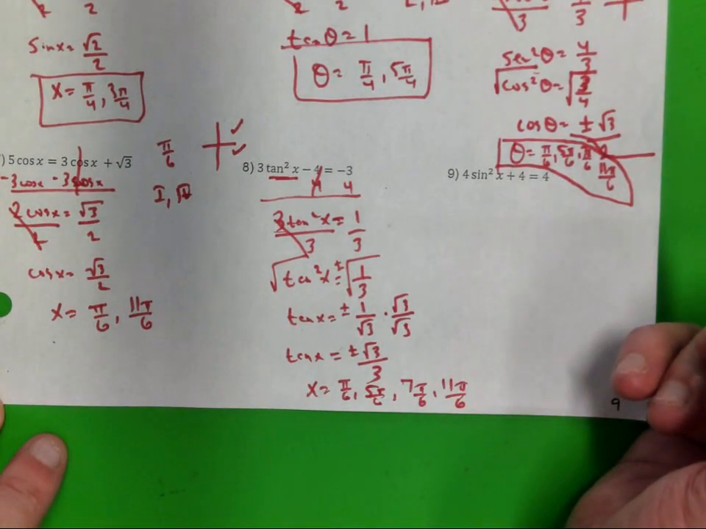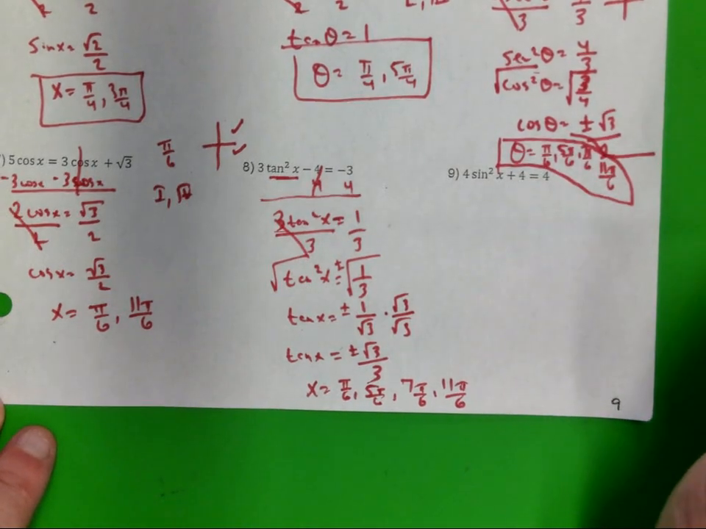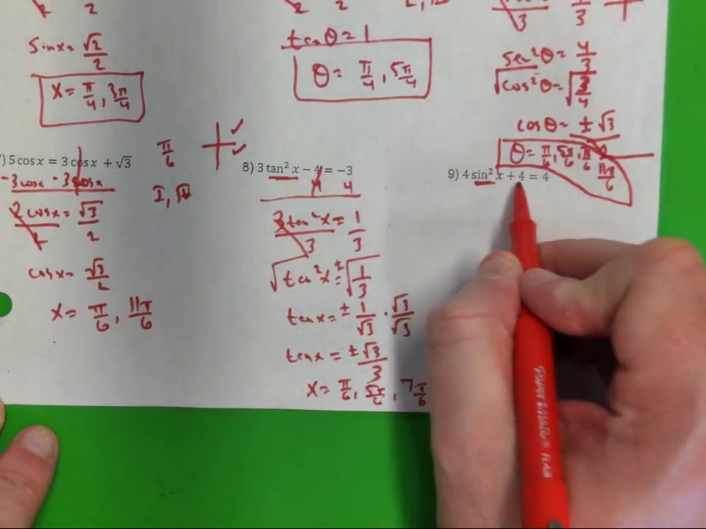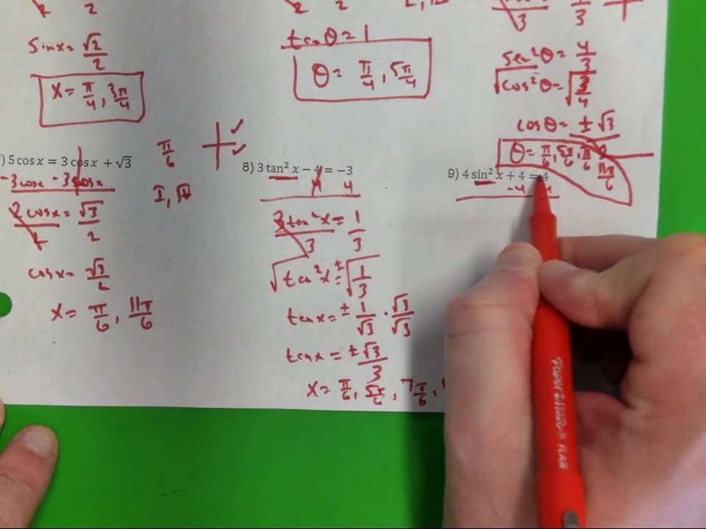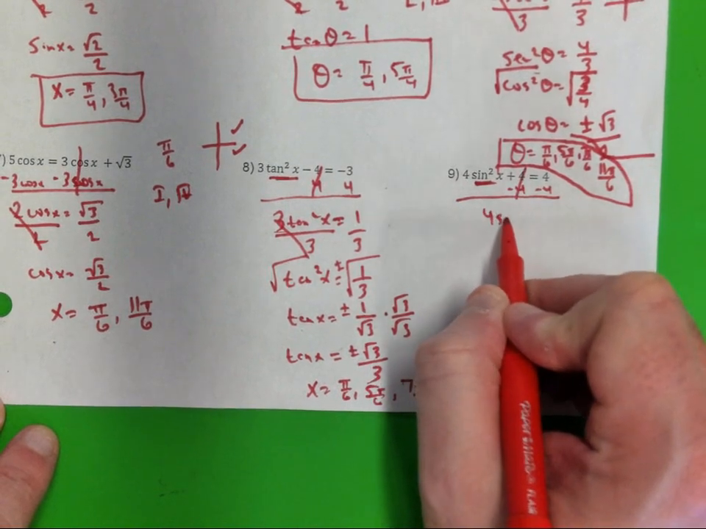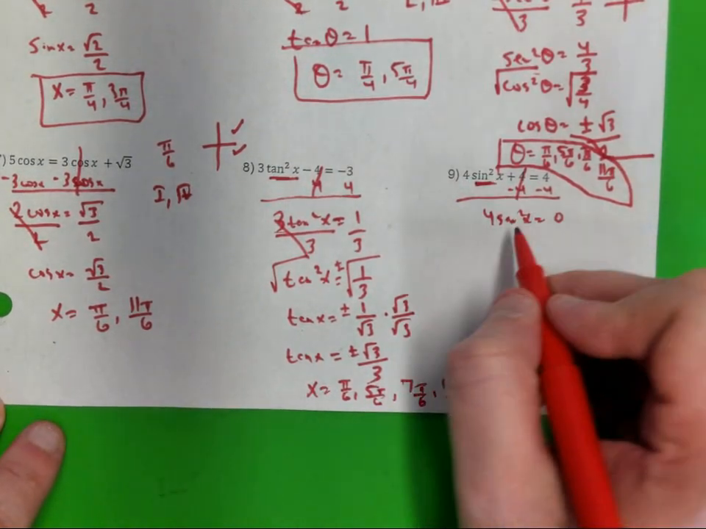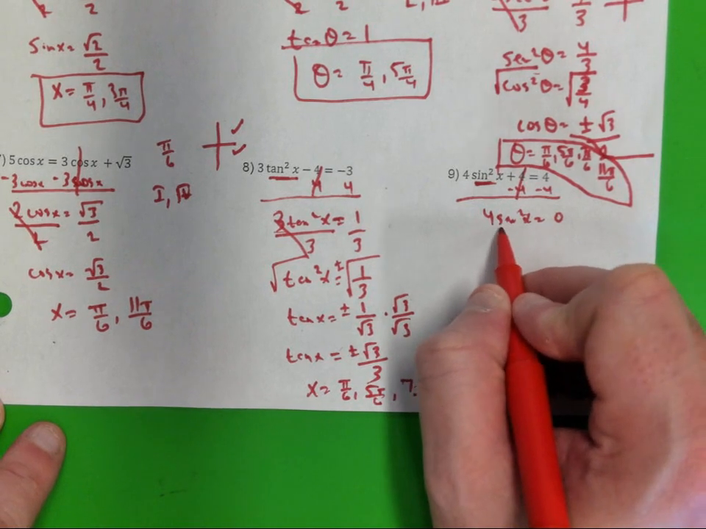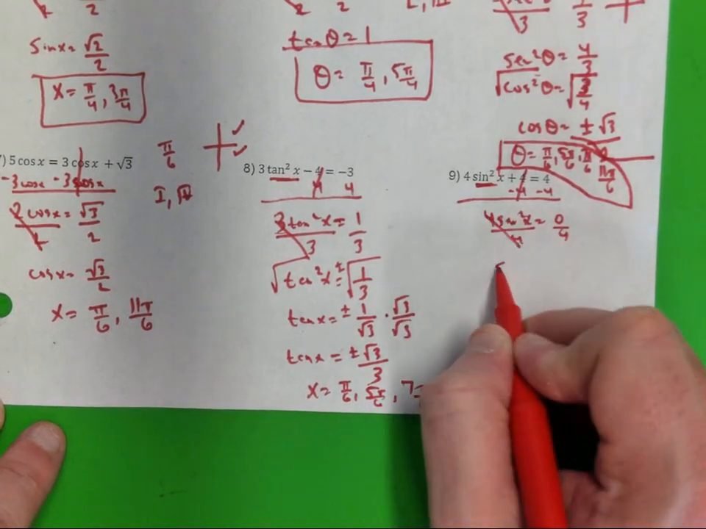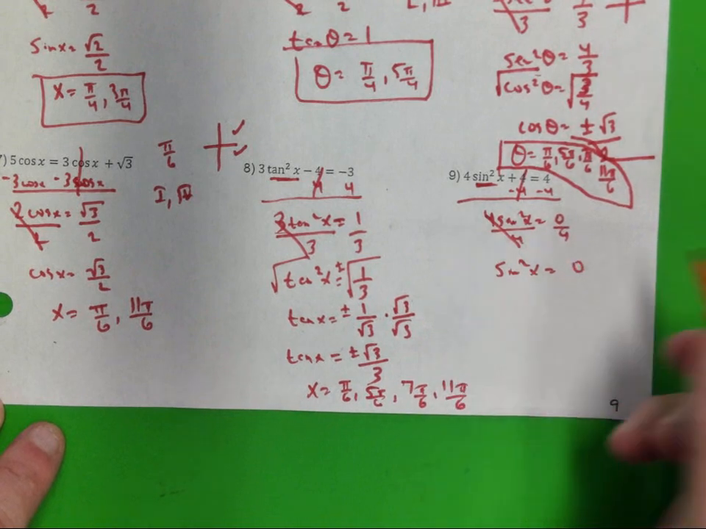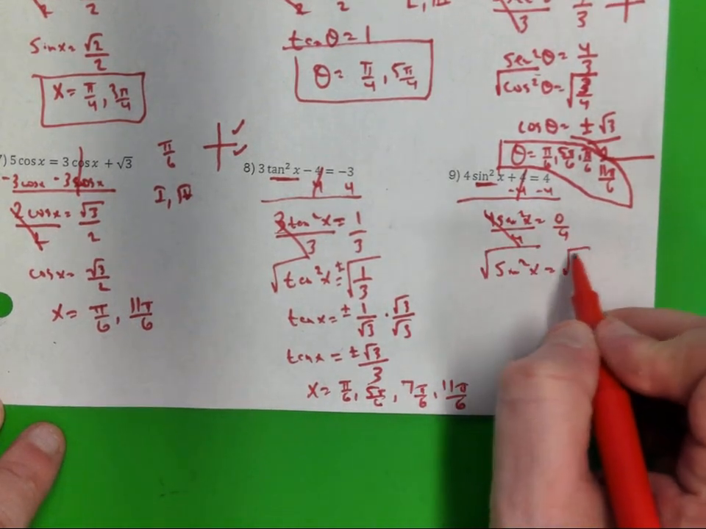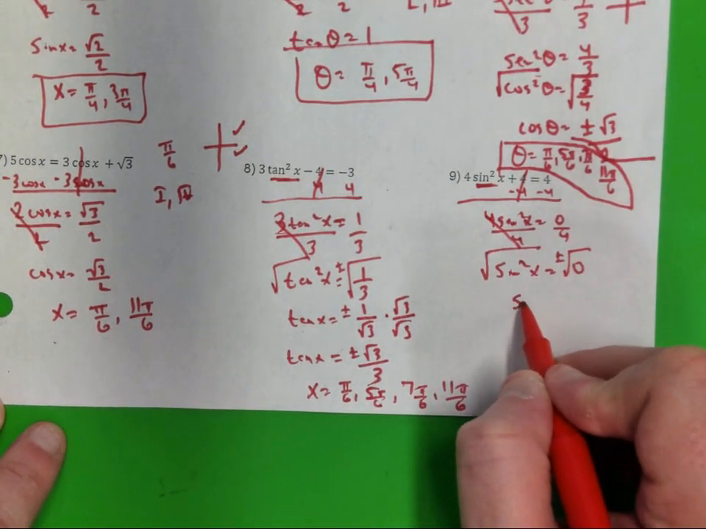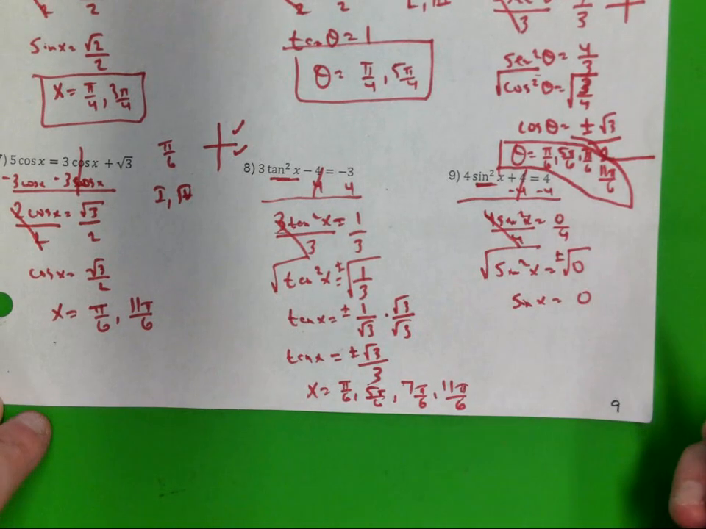Alright, last example on page 9. Alright, so to get this by itself, I'm going to move this over. So I get 4 sine squared x equals 0. I'm going to isolate this by dividing both sides by 4. Sine squared x equals 0. When you take the square root of something, remember it's plus or minus, but you know 0 cannot be positive or negative, so it's just 0.